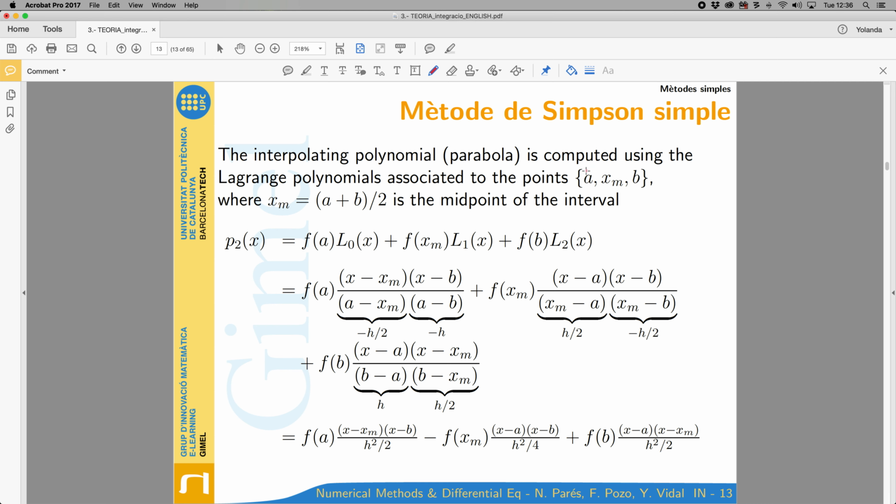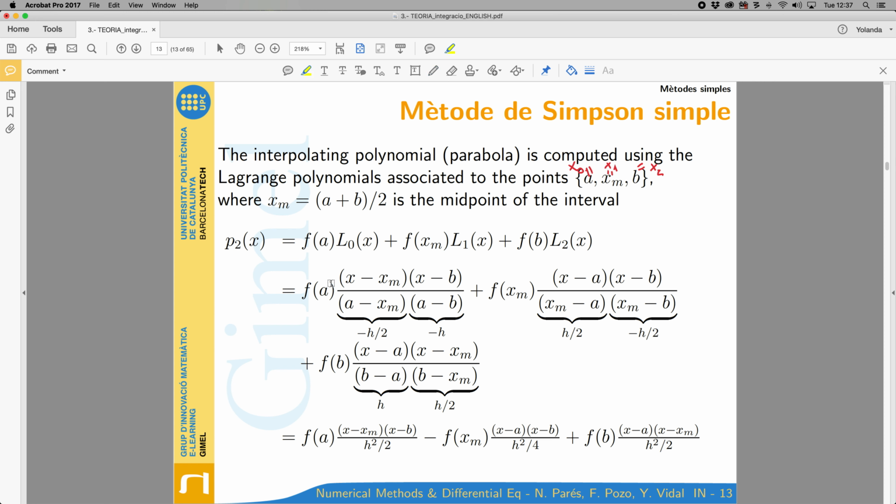Now, here, this is what we called x0 in the curve fitting slides. This point, let's say it's x1, and this point is going to be x2. Okay? So using this notation, L0 is the Lagrange polynomial associated to x0, which is a. L1 is associated to x1, which is xm. And L2 is associated to x2, which is point B. Okay, so I hope it makes sense now.